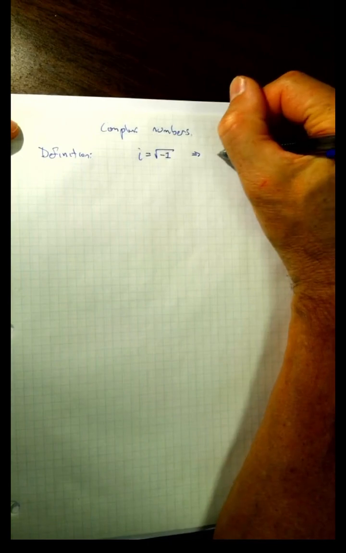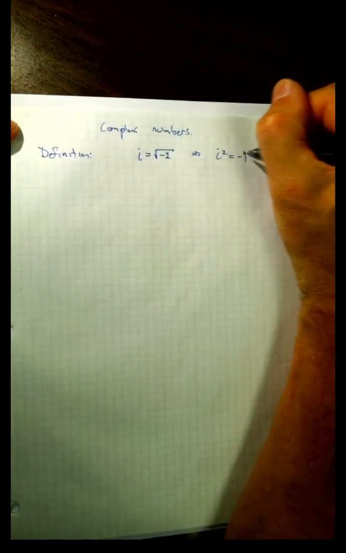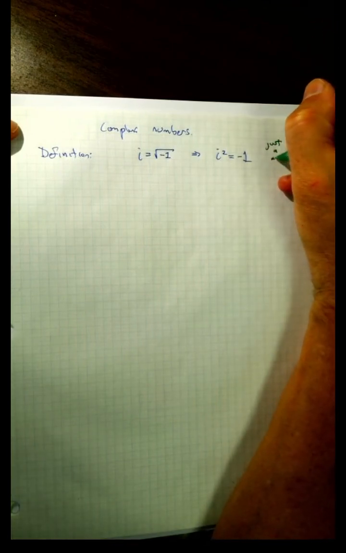First is I'm going to define i to be the square root of -1, because why not? And the important thing to recognize is that if I square both sides, I get that i squared is -1. Okay. The most important thing about this is it's just a number. It's a weird number, but in the end of the day, it's just a number. I'm going to use this to make the next definition.